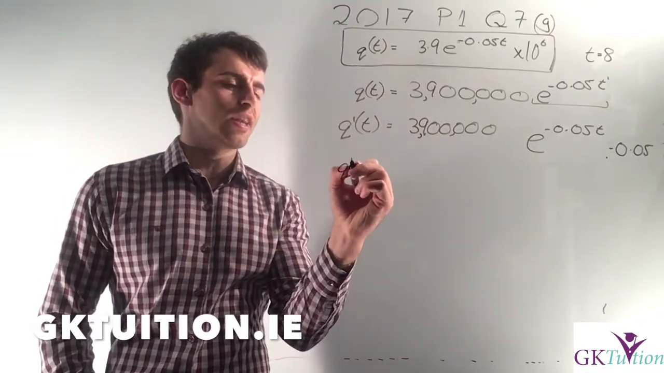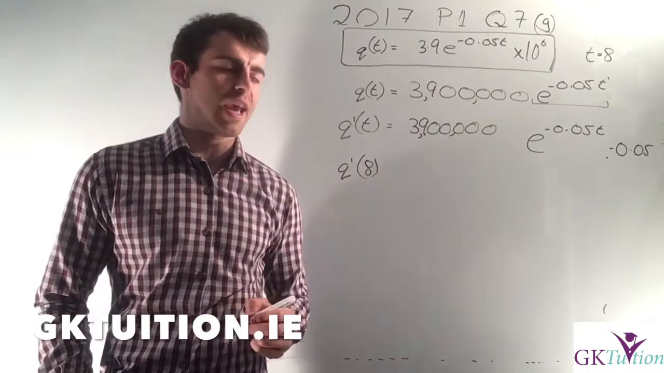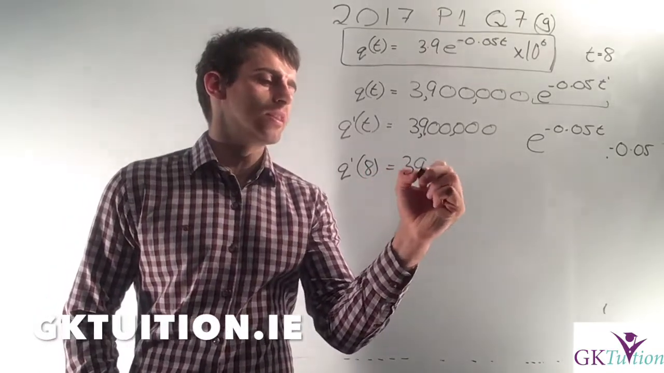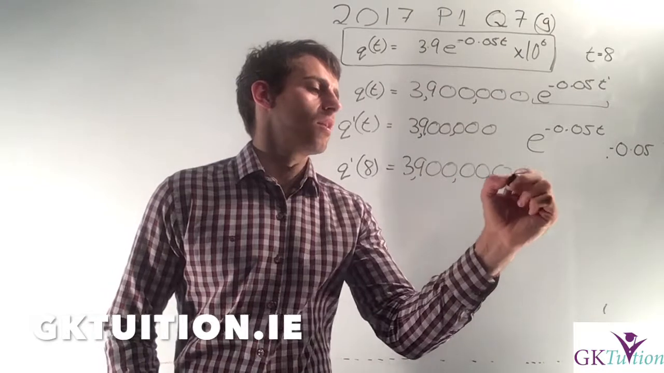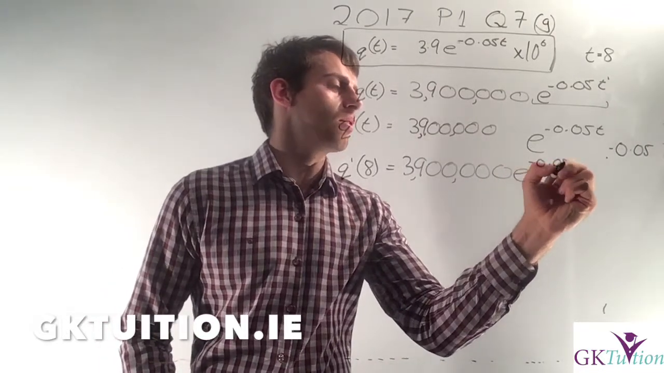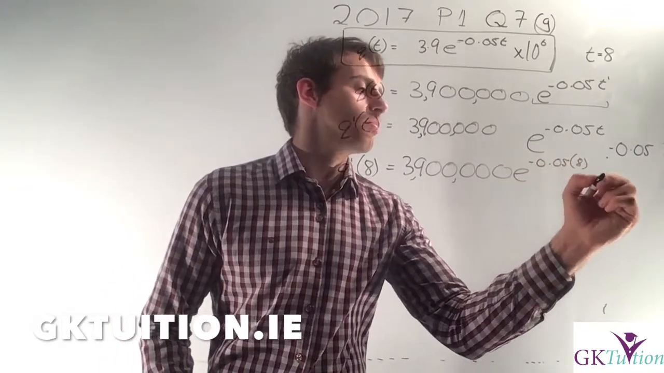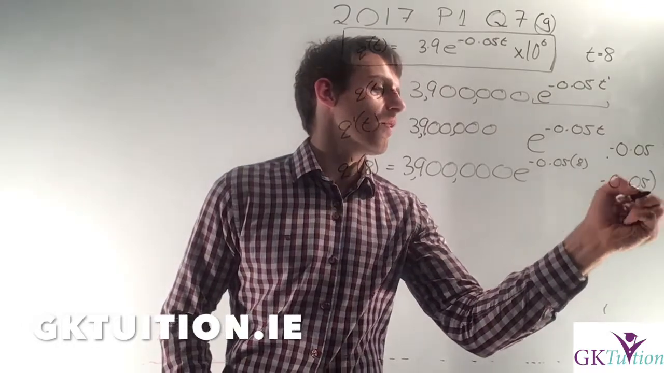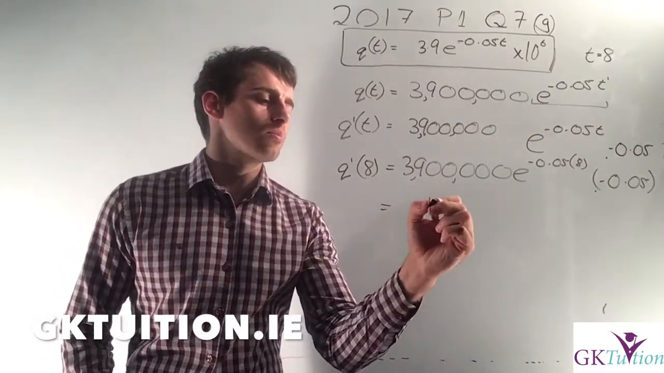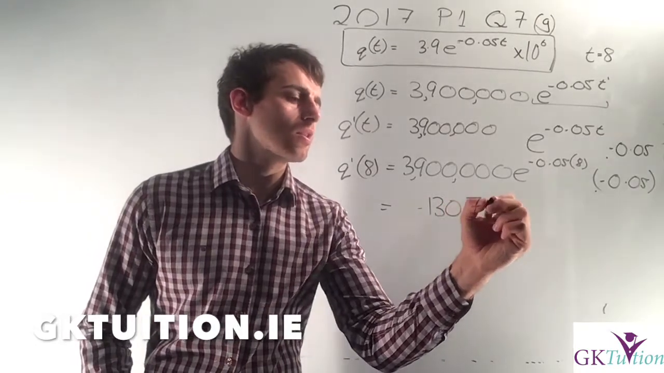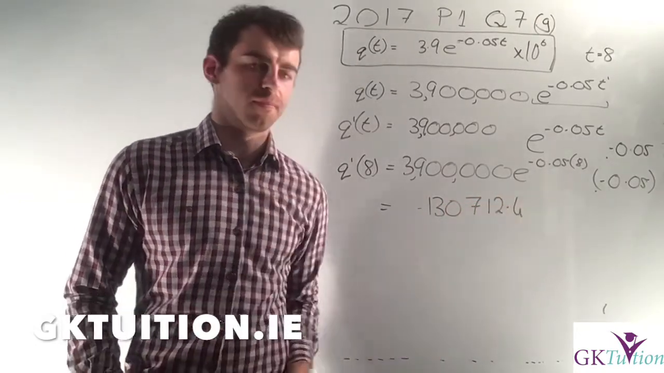Because all we need to do now is get the derivative when t is equal to 8. So I can just rewrite this line, except everywhere there's a t, I'll just sub in an 8. So it's e to the minus 0.05 times 8 multiplied by minus 0.05. And if you plug all of that into your calculator, your final answer is minus 130,712.4.